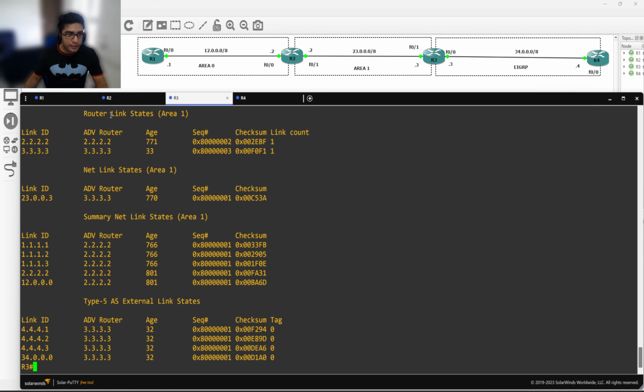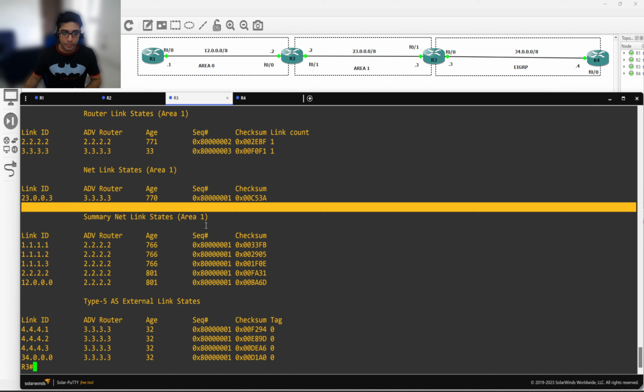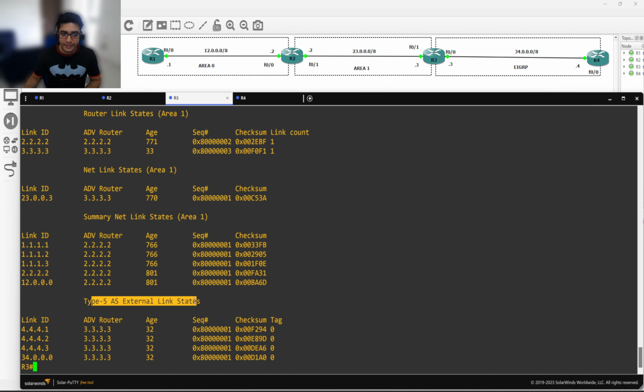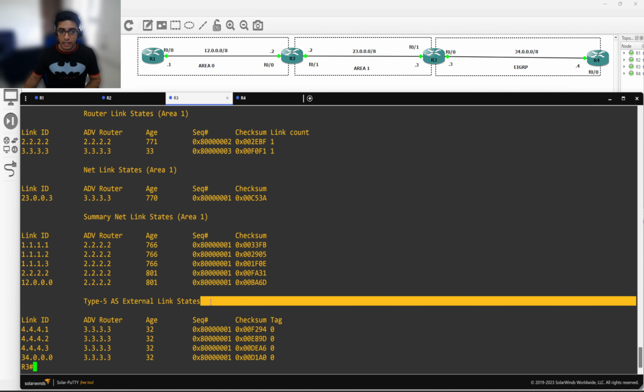You can see here the type 1 LSA, it says area number 1. It was generated in area number 1. Netlink states, that is the network LSA or the type 2 LSA, they were generated in area number 1. Summary LSA, they were generated in area 1, that is the LSA number 3. But type 5 LSAs are external LSAs, they do not have any area. The reason is that these networks that are external to it anyway are not part of any area and any OSPF network, and hence there is no area associated to the type 5 LSA.